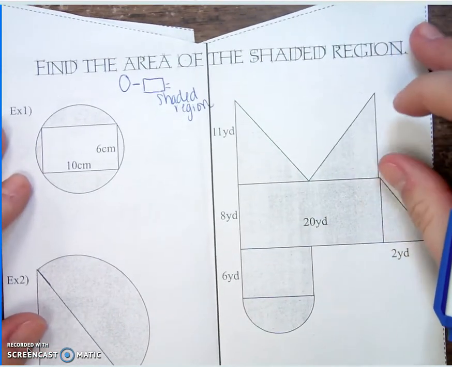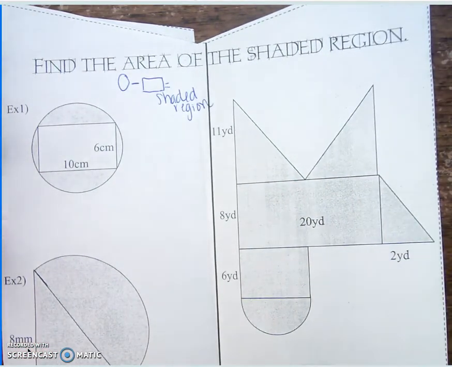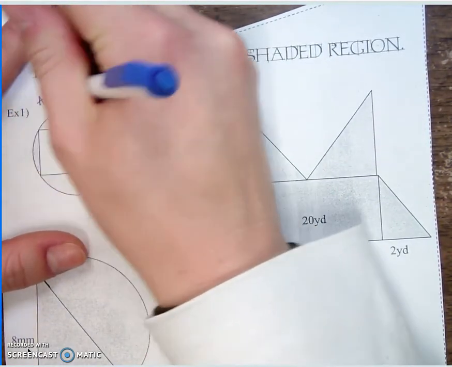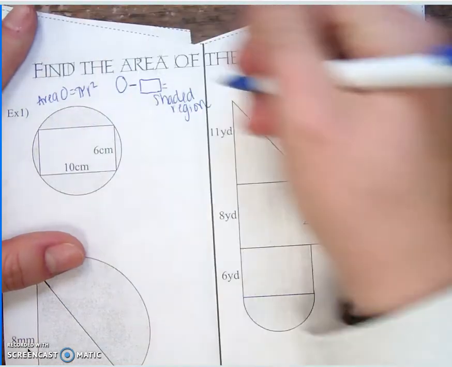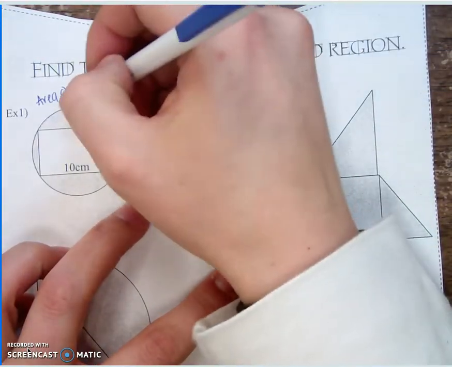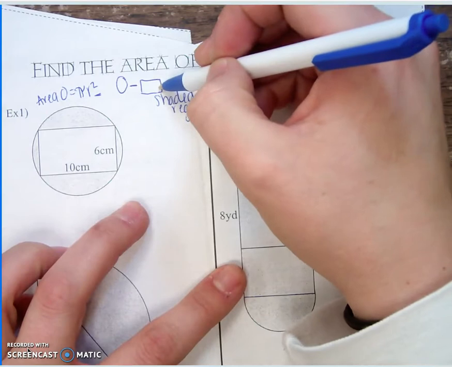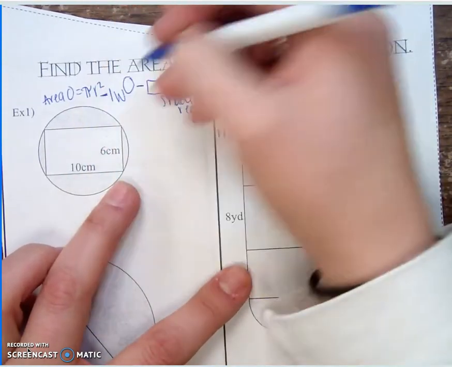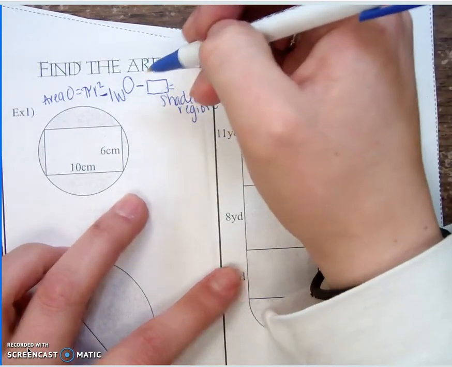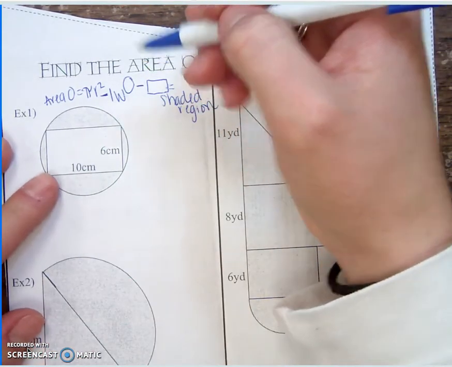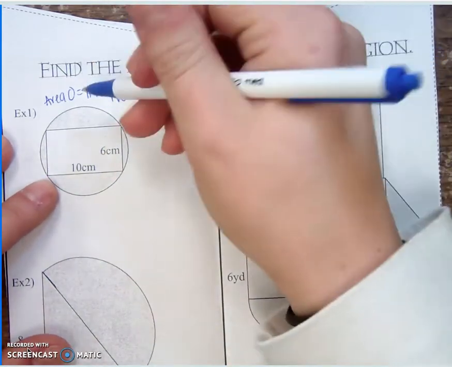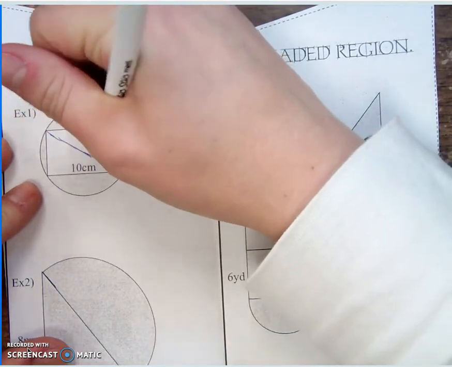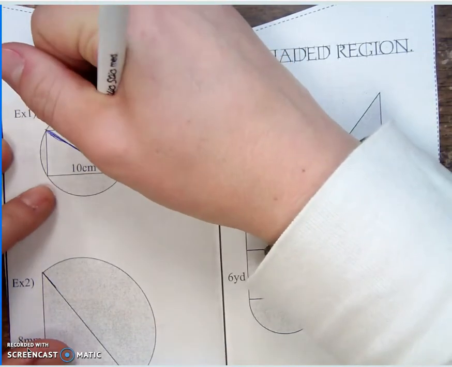Well, we know that the area of a circle is pi r squared. Pi r squared. And I'm going to subtract the area of that rectangle. So to find the area of a rectangle, it's length times width, or base times height. Okay? So in order to find the radius, I have to first find that diameter. In order to do that, I'm going to use Pythagorean theorem to find this diagonal.